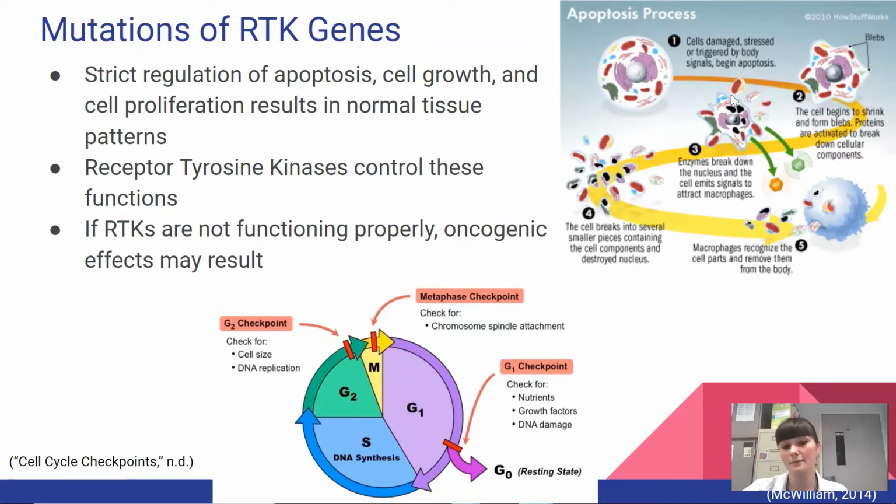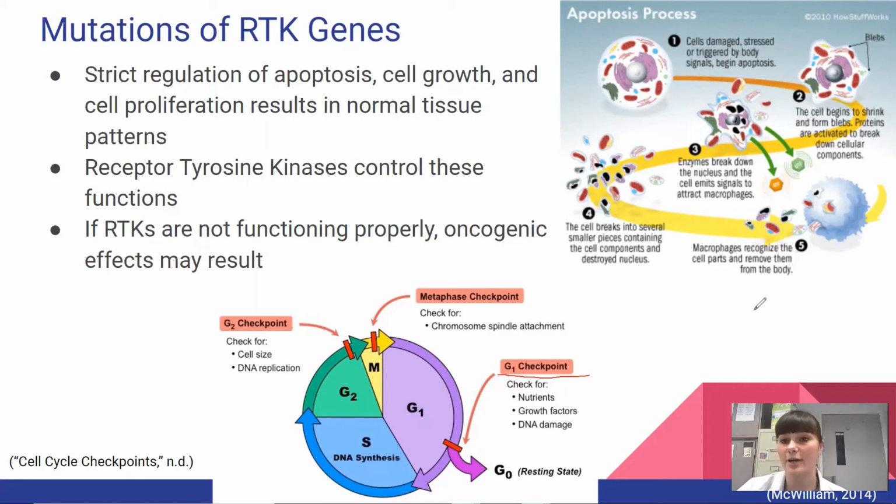So down here in this diagram, we're seeing a cell cycle diagram with the checkpoints in the cell cycle highlighted. So we have the G1 checkpoint here where the cell checks for nutrients, that it's growing properly, and if any of the DNA is damaged. We have the G2 checkpoint checking for cell size and if the DNA was replicated properly, and the metaphase checkpoint, which involves the cell checking for chromosome spindle attachment.